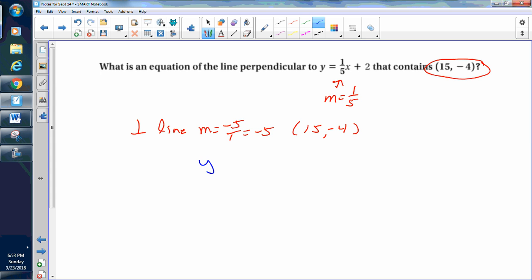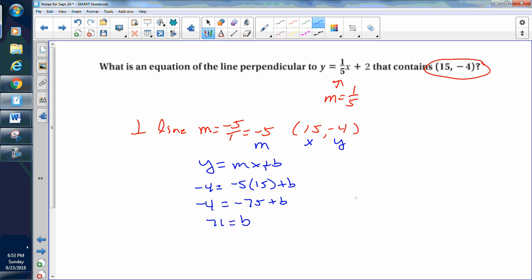So we're going to use y equals mx plus b. We have the m. Here's x. Here's y. So negative 4 equals negative 5 times 15 plus b. Negative 4 equals negative 75 plus b. Add 75 to both sides, we find that b is equal to 71. And so our equation is y equals negative 5x plus 71.